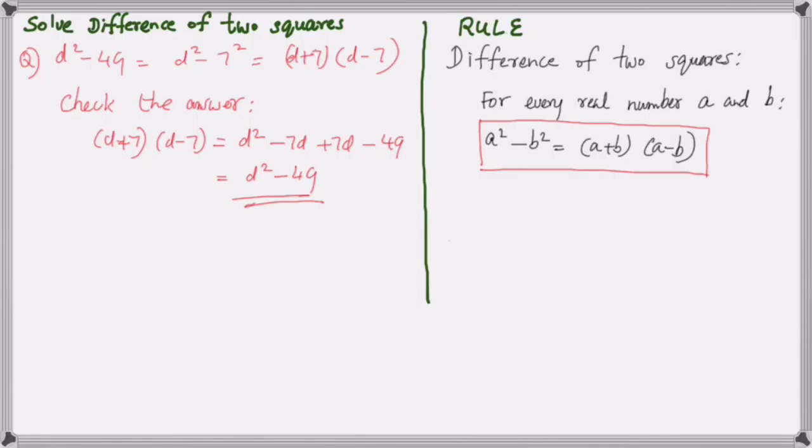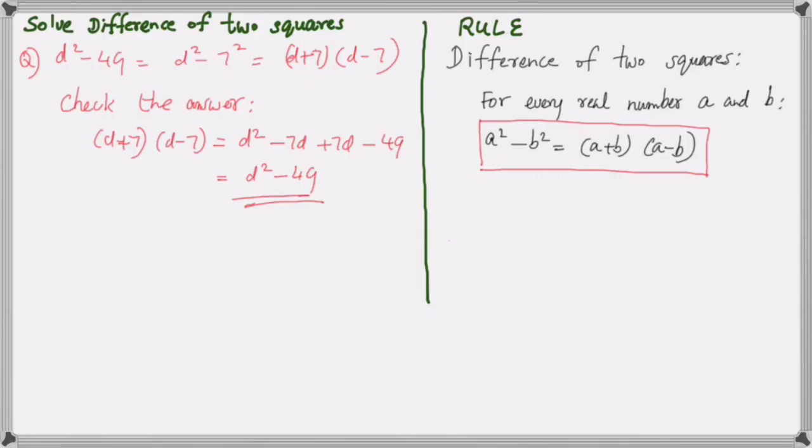If you look at the rule that's given right here, you follow this rule to solve the difference of these two squares. Okay, so the rule is that for every real number a and b, a square minus b square equals a plus b times a minus b. So if you look at this, it is of the form, how does it look? It looks like this, right? a square minus b square.